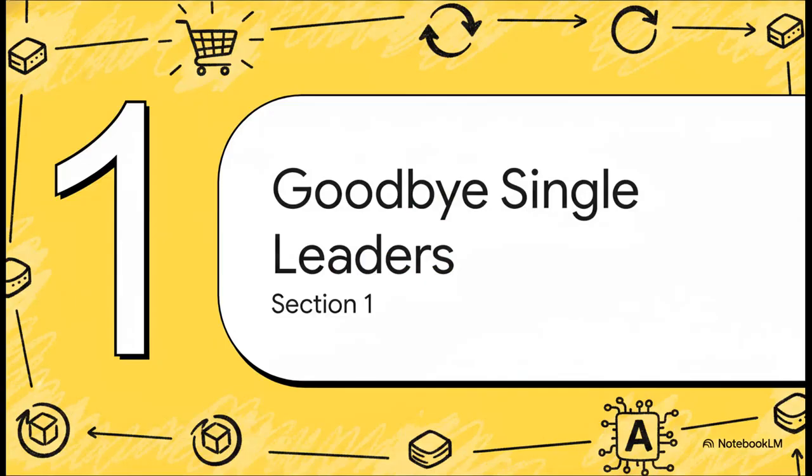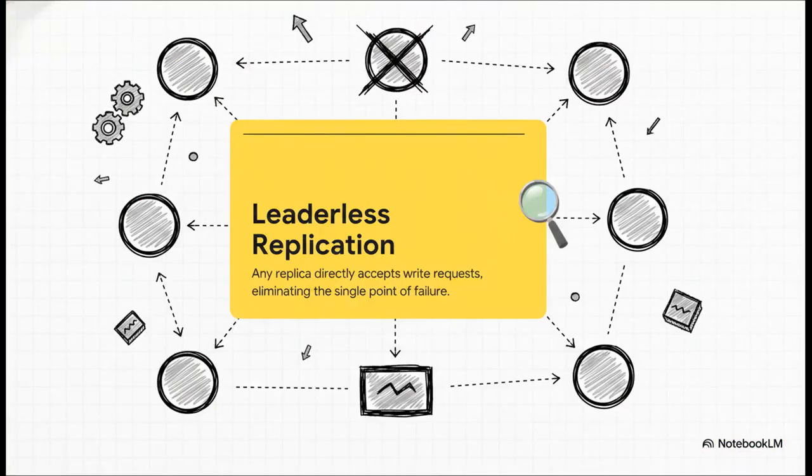Goodbye to single leaders. Let's look at a solution Amazon popularized to solve this exact bottleneck, which led to the creation of their famous in-house Dynamo system. The crucial point here is that by removing the dictator at the top, we empower every single node to accept incoming data changes. In a leaderless configuration, there is no primary, no master.